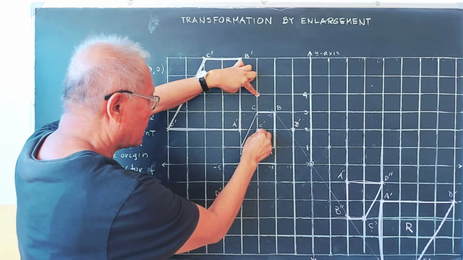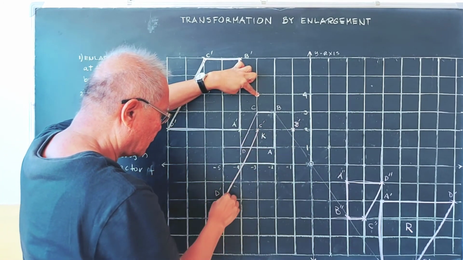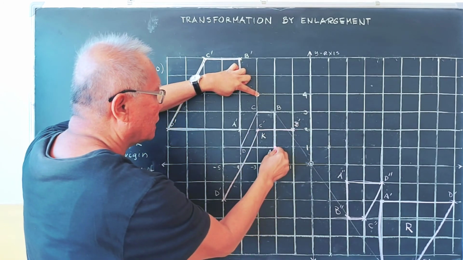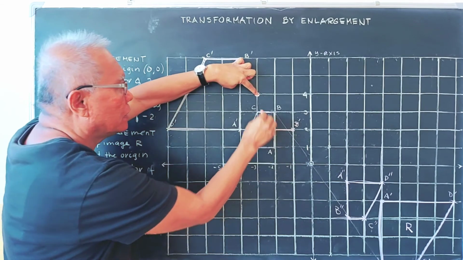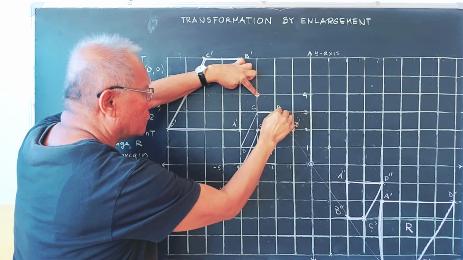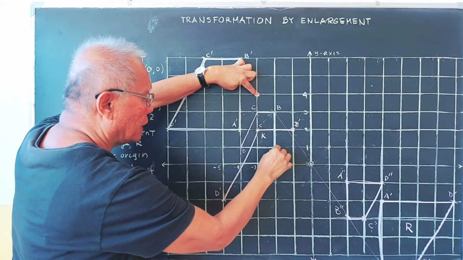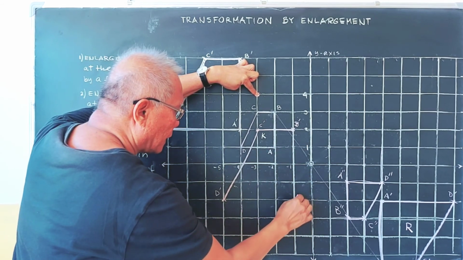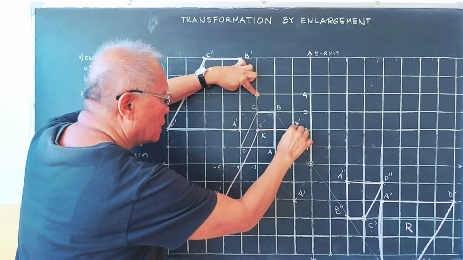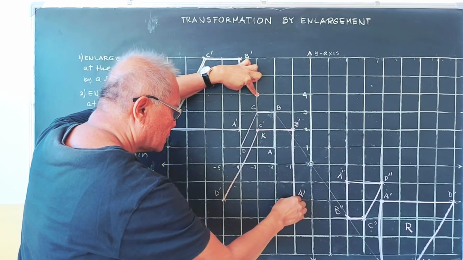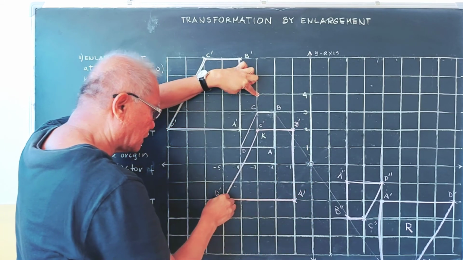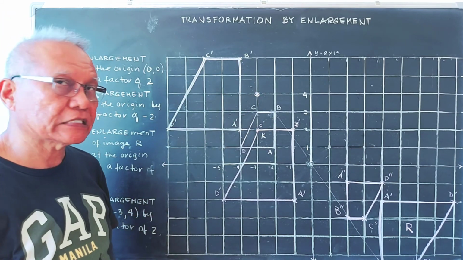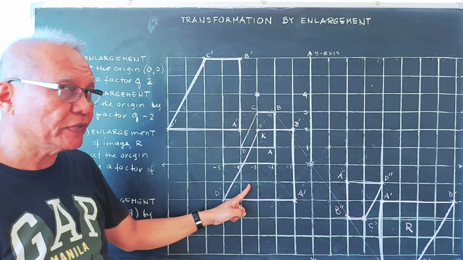So we have already this one, C to D. We have that one here, and we have the A. It's on the A. 1 and 1, 2, 3. And 1 and 1, 2, 3. So our A is here, A prime. So we have this complete enlarged image of image K, a big trapezium.